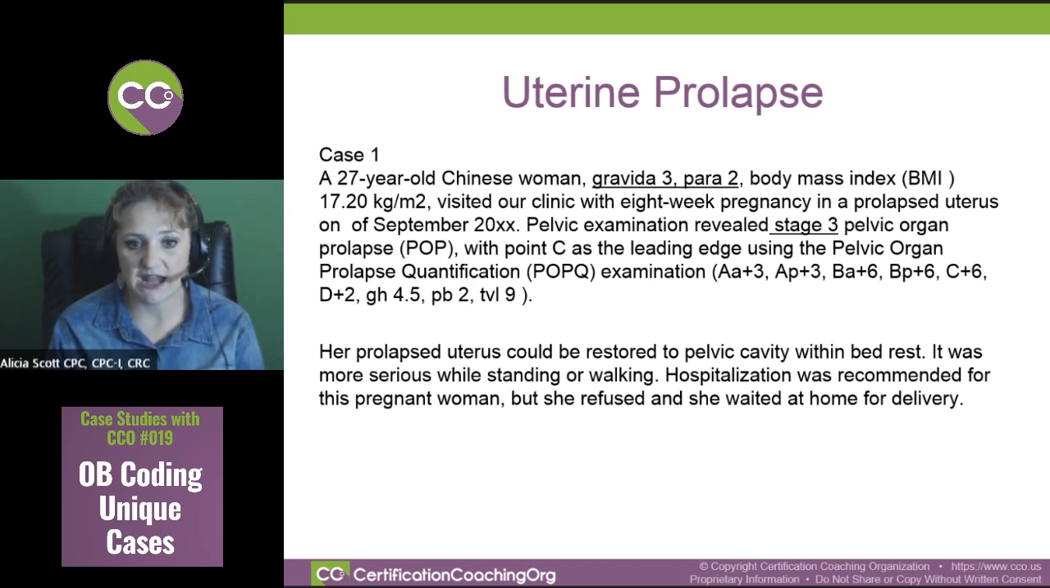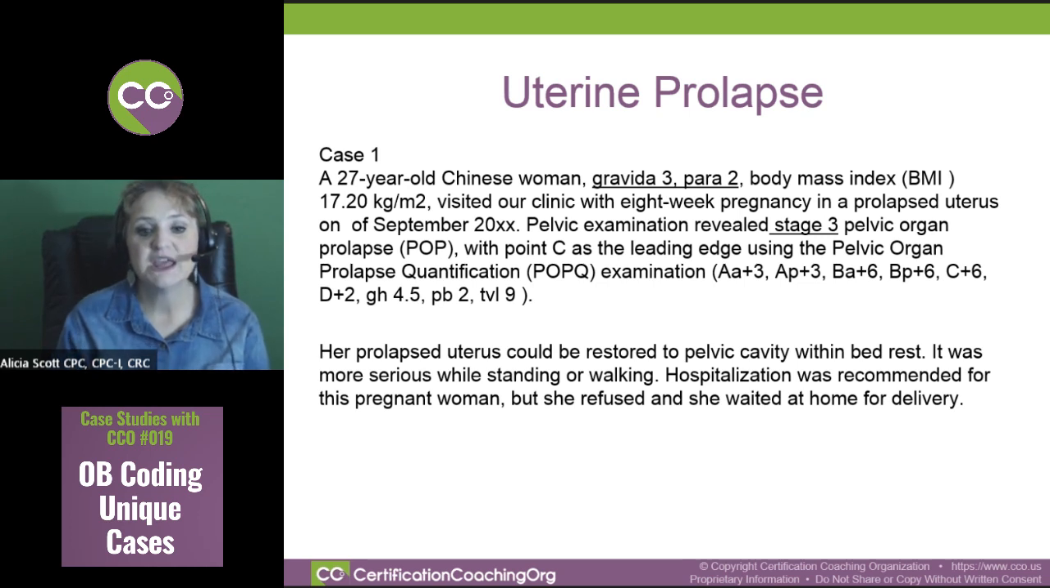She went to the clinic at 8 weeks and was noted to have a prolapsed uterus at that time. So she is only 8 weeks pregnant, probably just found out she was pregnant, and I would suspect, again, I'm making an assumption here, that she was uncomfortable, having pain, went in, found out she was pregnant, and found out that her uterus was prolapsed at that time. So it revealed that she was a stage 3.